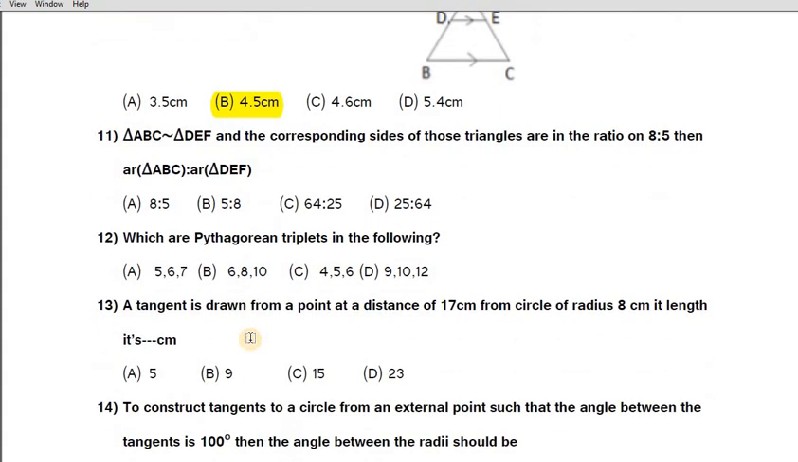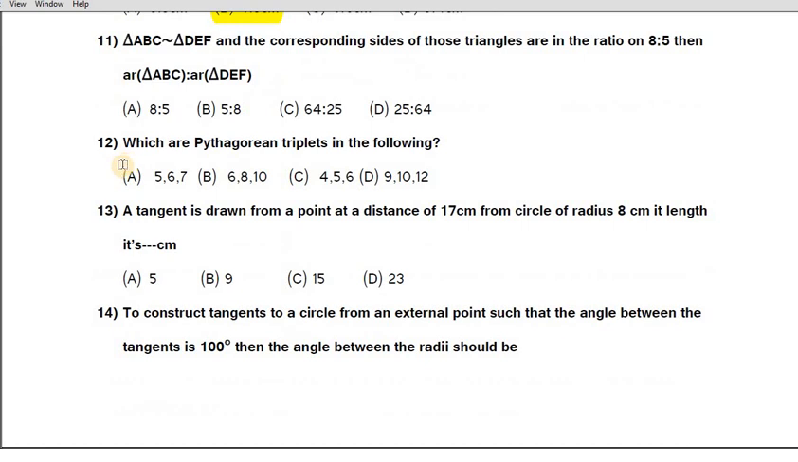Let's move on to another one. Question number 11. Triangle ABC is similar to triangle DEF, and the corresponding sides of those triangles are in the ratio 8:5, then the area of triangle ABC is to the area of triangle DEF. Given options are 8:5, 5:8, 64:25, 25:64.